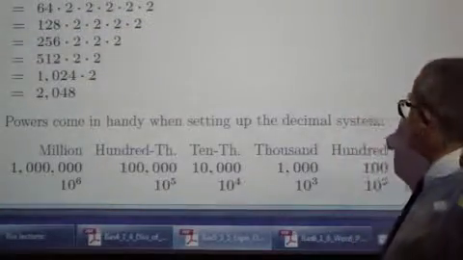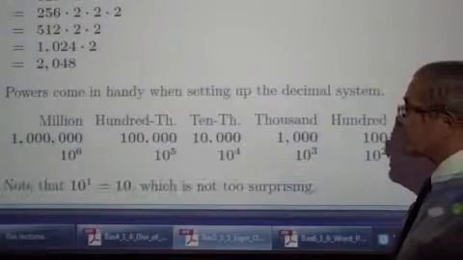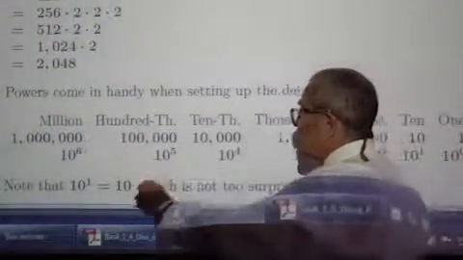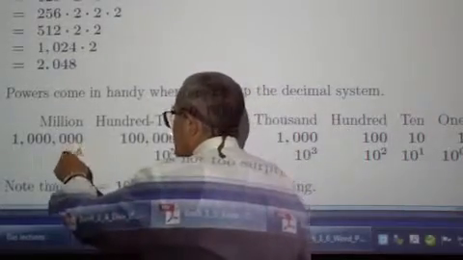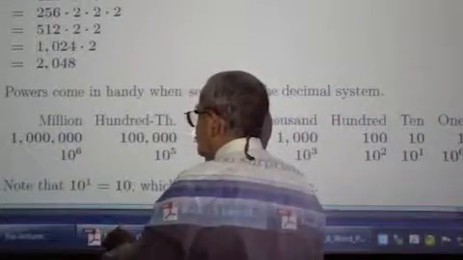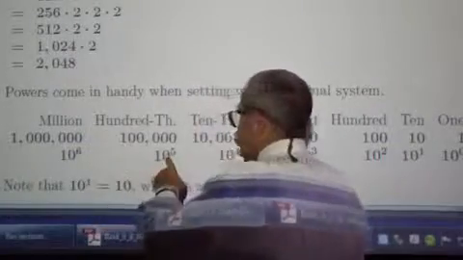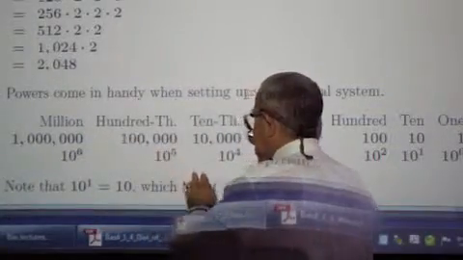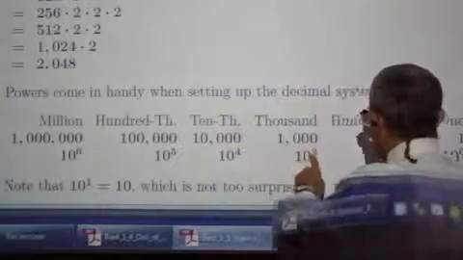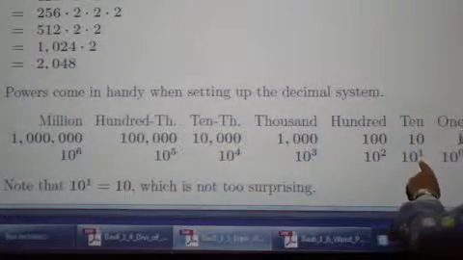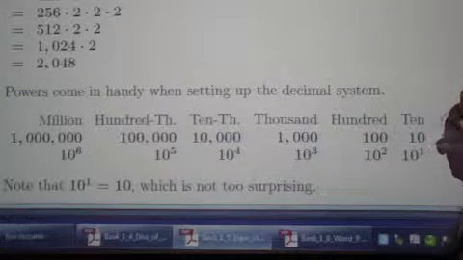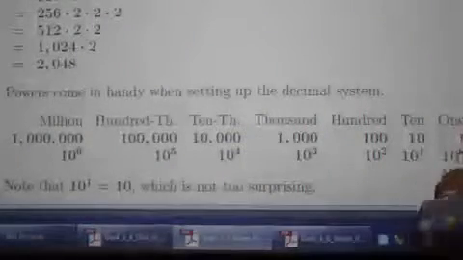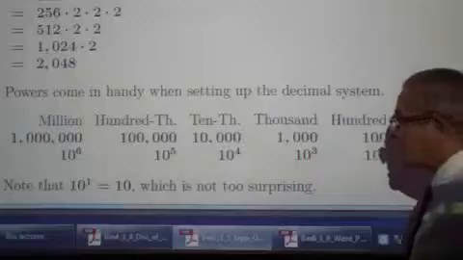Powers come in handy when setting up the decimal system. 1,000,000 was 10 to the power 6. 10 times 10 times 10 times 10 times 10 times 10. And then 100,000 is 10 to the power 5, one less than 6. 10 to the power 4, 10 to the power 3, 10 to the power 2, 10 to the power 1, 10 to the power 0. Ooh, 10 to the power 0, that is 1. Isn't that amazing?